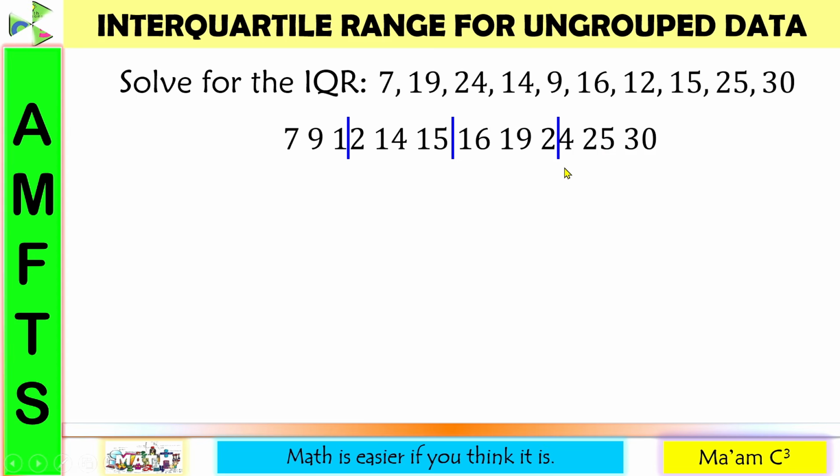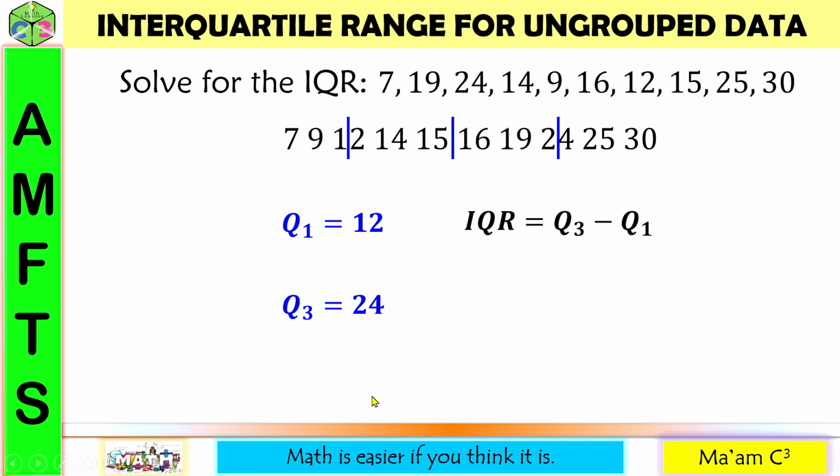Let us solve for the first quartile. We already have it. That is 12. Third quartile, we already have it. That is 24. And last step, solve for the IQR. That would be Q sub 3 minus Q sub 1. That is 24 minus 12, and this will give us an IQR equal to 12.